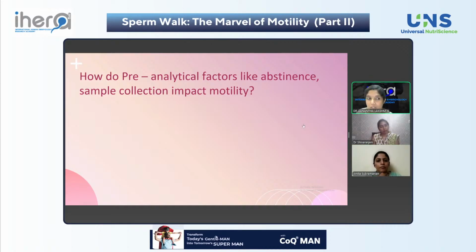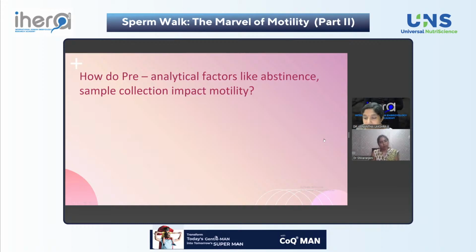Yeah, we are talking about standardization. We discussed the method and procedure, so now coming to standardization: how do pre-analytical factors like abstinence and sample collection impact your motility? Actually, we should go with the WHO guidelines. Abstinence we generally recommend for 3 to 5 days. And for sample collection, there are a lot of factors which might affect the motility. That is already in our history form, where we collect all the information about recent diseases and any medications. Then only can we understand the reasons for the poor motility.